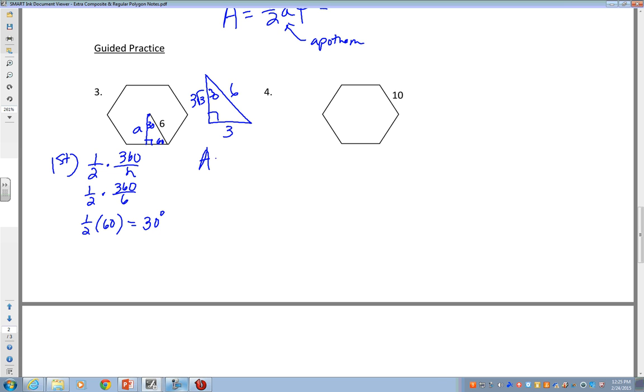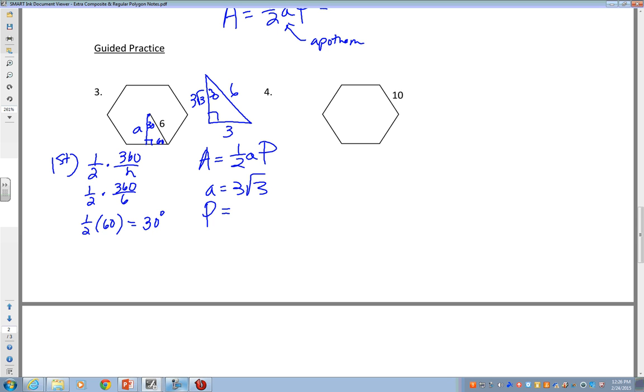My formula says I'm going to do 1/2 A, the apothem, times P, the perimeter. We know that the A is the 3√3. A is the perpendicular distance. Now we got to find the P. P is your perimeter.